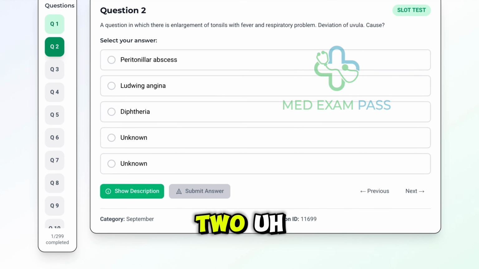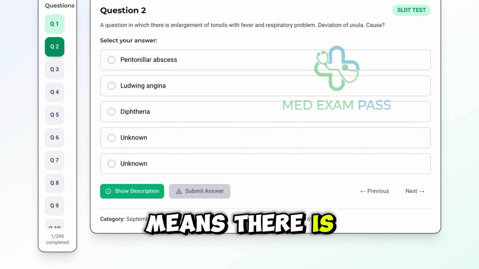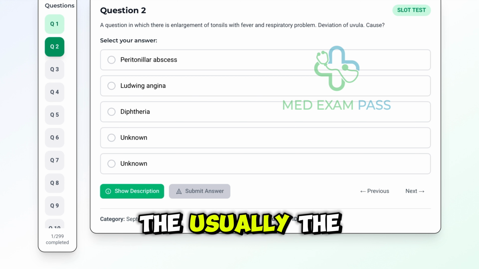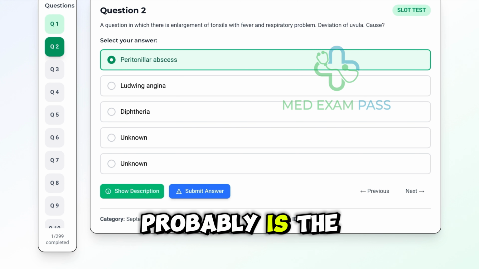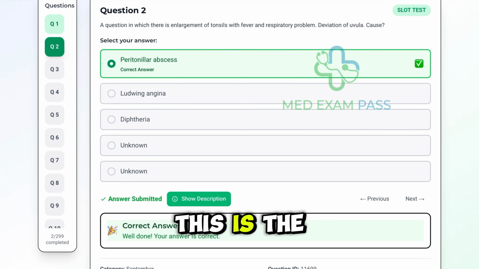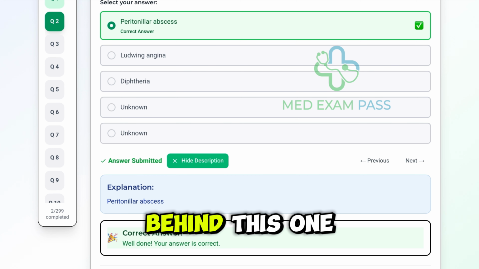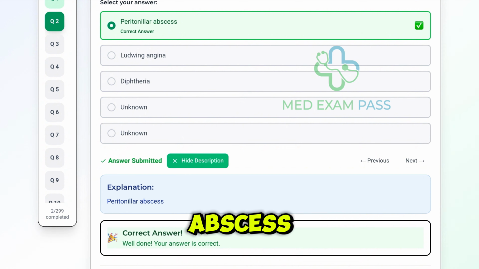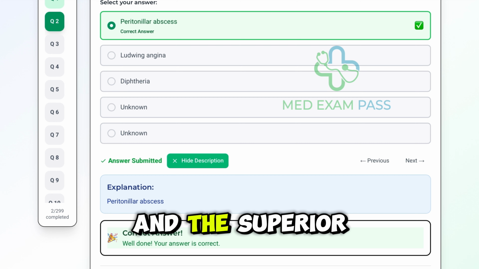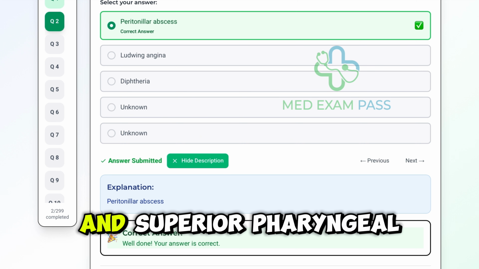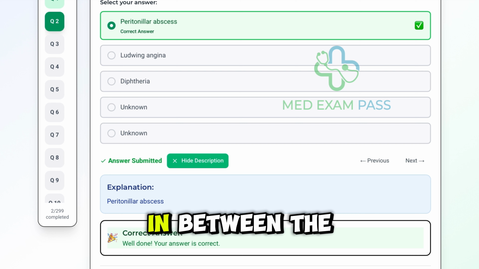Question number 2 is given. There is an enlargement of the tonsil with fever and respiratory difficulty. So what is the correct answer? Usually for tonsil-related questions, this is most probably the peritonsillar abscess. It is the right answer. Now the explanation: what is a peritonsillar abscess, or Quinsy, as it has another name? It's a collection of pus between the tonsillar capsule and the superior pharyngeal constrictor muscle. Keep that in mind: the pus forms between the tonsillar capsule and the superior pharyngeal constrictor muscle.